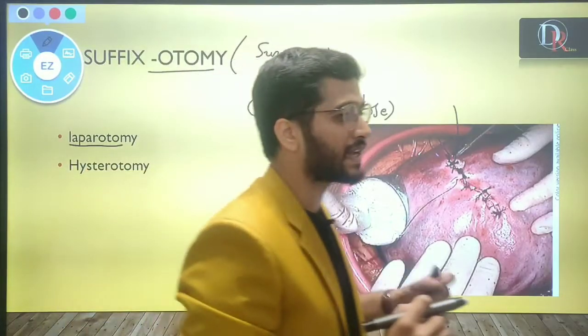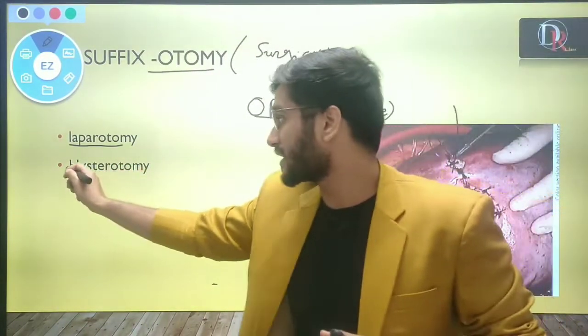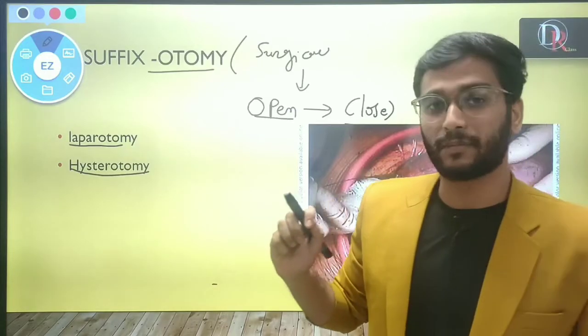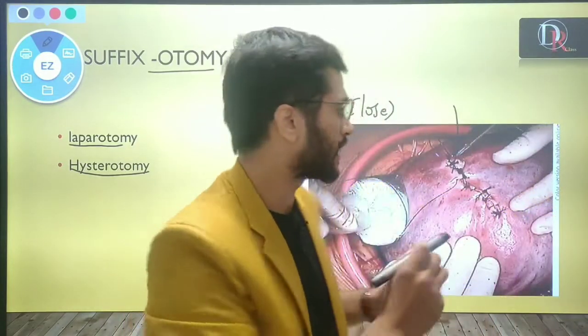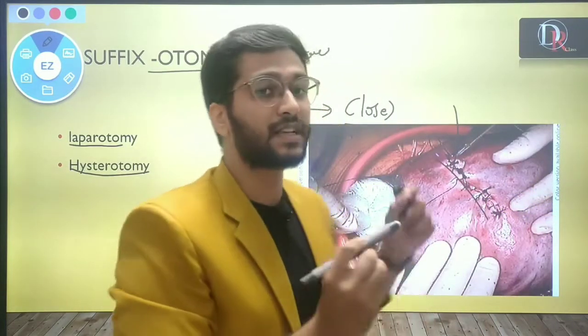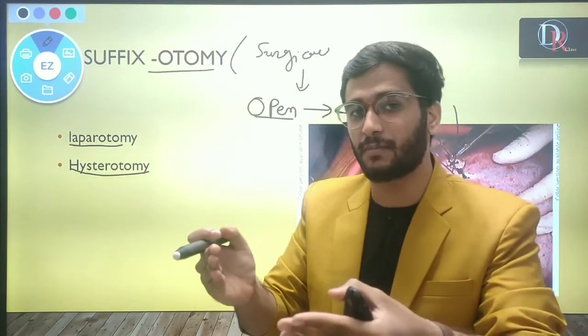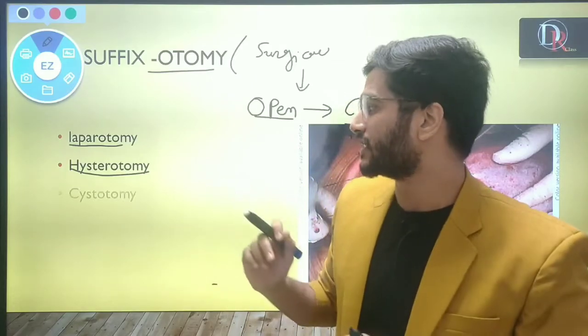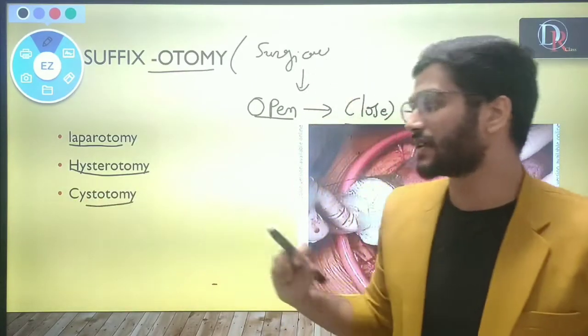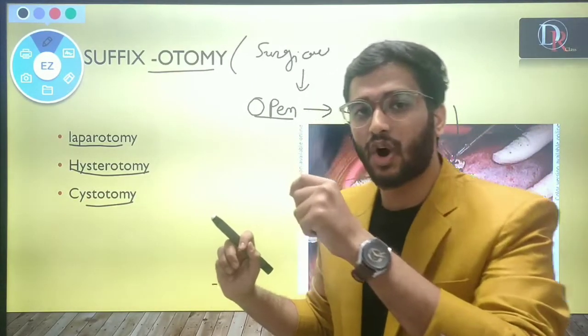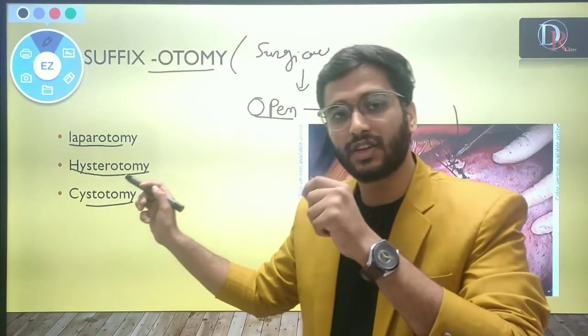The next term is hysterectomy. Sorry, not hysterectomy, it's hysterotomy. Hysterotomy is the surgical procedure by which the uterus is opened and, after the procedure is completed, closed. Cystotomy refers to an incision on the cystic bladder, or you can say the urinary bladder.